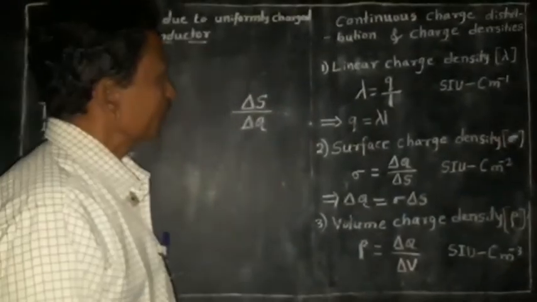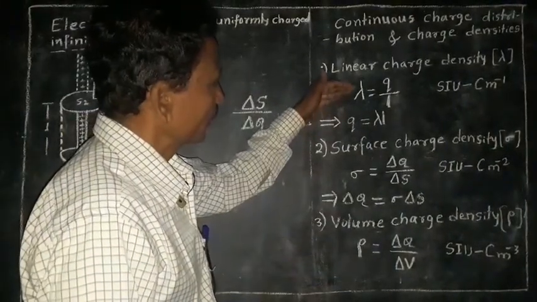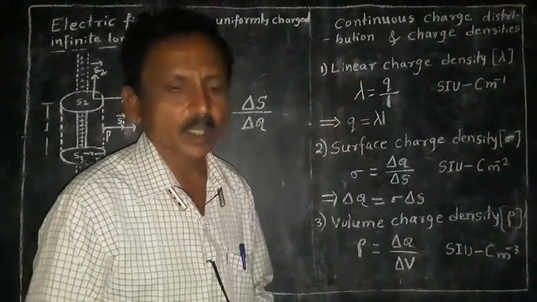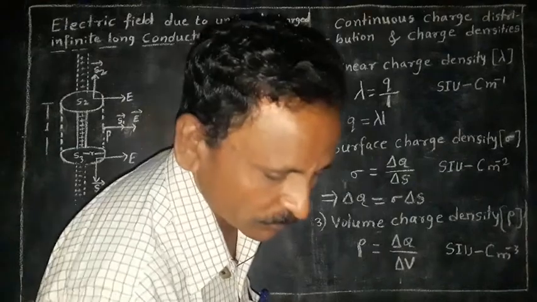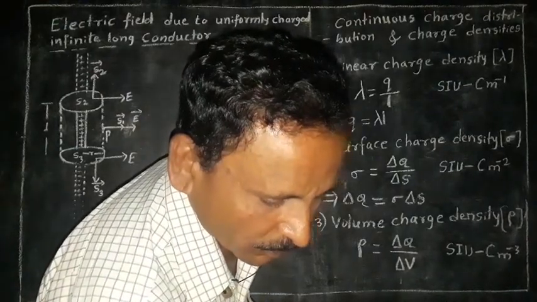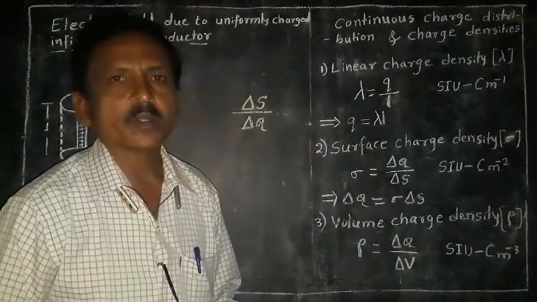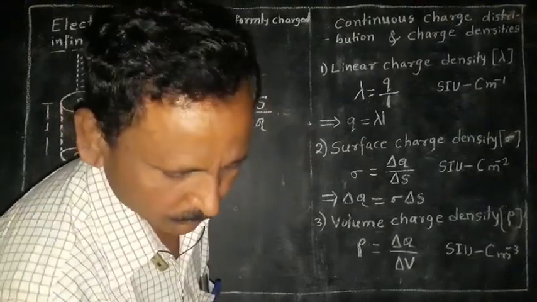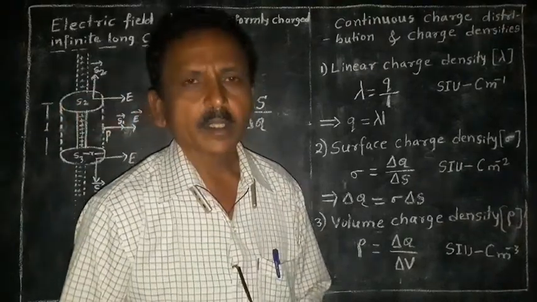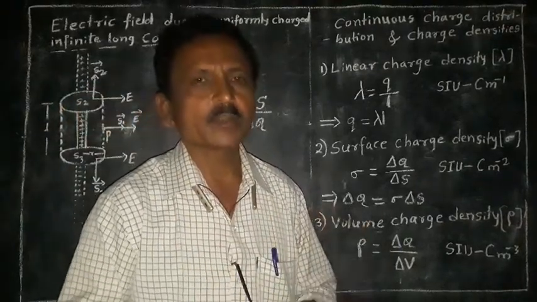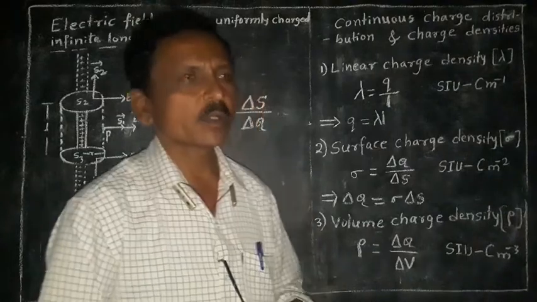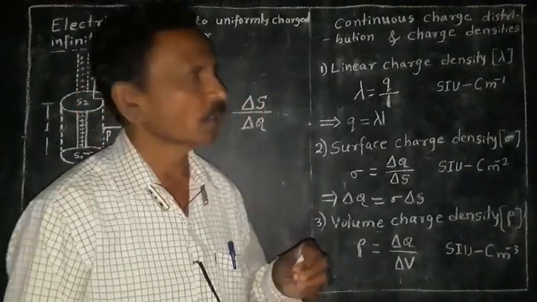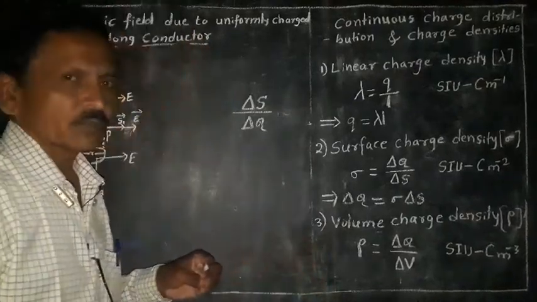And surface charge density and linear charge density are used in the applications of Gauss law. And according to Gauss law, the net flux through a closed body is equal to 1 upon epsilon naught times the net charge enclosed by it. Then, applications of Gauss law.